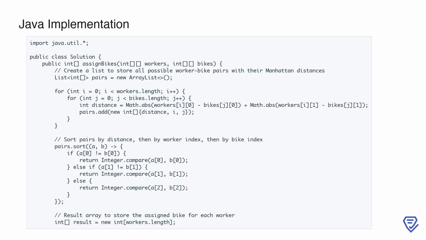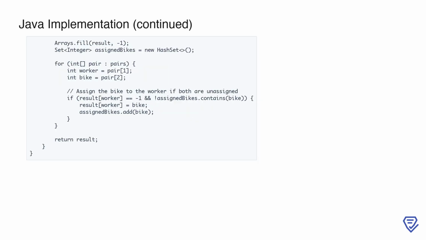Once we have all the pairs, we sort this list based on 3 criteria, first by distance in ascending order, then by worker index, and finally by bike index. This ensures that we prioritize the closest available bike for each worker, and if distances are tied, we resolve them in a consistent order. Finally, we initialize a result array to store the bike assignments for each worker, where the index represents the worker and the value will represent their assigned bike. We then fill the result array with -1 to indicate that no worker has been assigned a bike yet. Additionally, we create a set called assigned bikes to keep track of the bikes that have already been assigned.